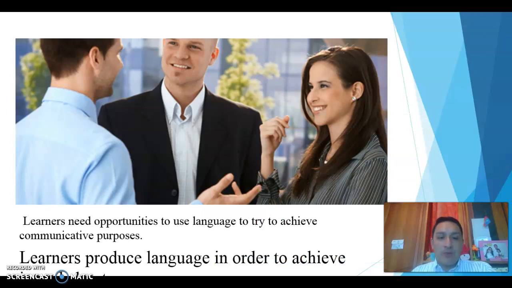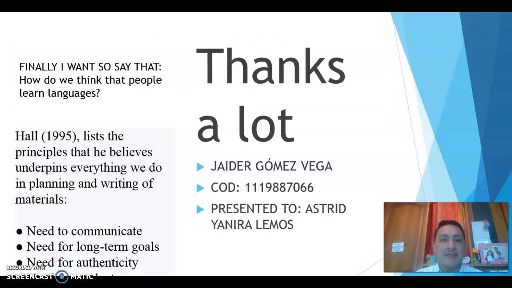Number 5 is that learners need opportunities to use the language to achieve communicative purposes. Learners produce language in order to achieve them. So if we provide them material where they can show or improve their communication with other students, they are going to feel that they are having a good opportunity to use the language, right, in this case.